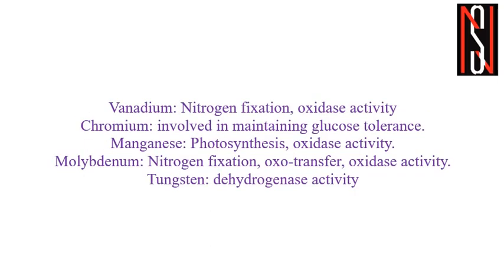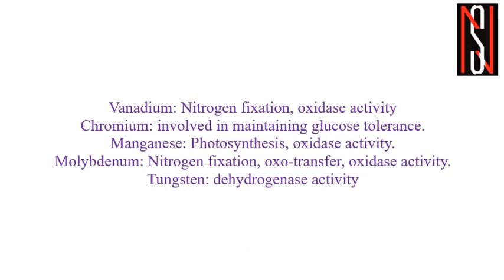Now coming almost to the last part of this class, we will discuss some of the metal atoms or ions. Vanadium is important for nitrogen fixation. It is also important for oxidase activity. Chromium is important for maintaining glucose tolerance. Manganese is important in photosynthesis, because in photosynthesis you will see the role of the manganese ion. We will see that in the next few classes. It is also important for oxidase activity.